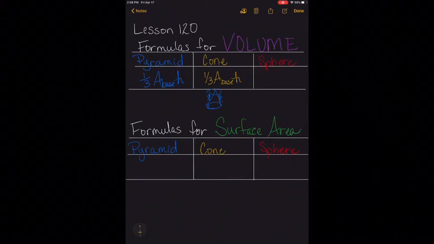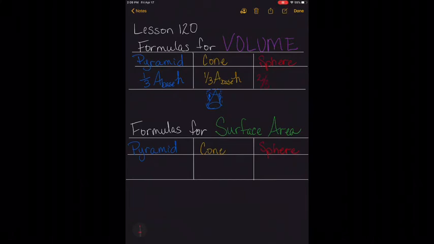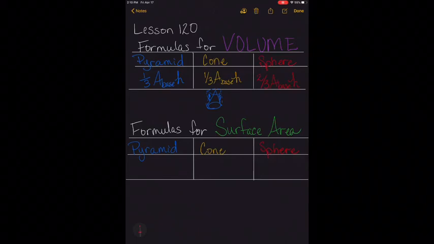One-third area of the base times the height. Okay, and the volume of a sphere is an interesting one. It's actually 2/3 times the area of the base times the height.